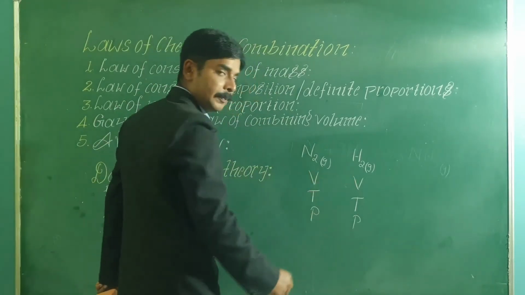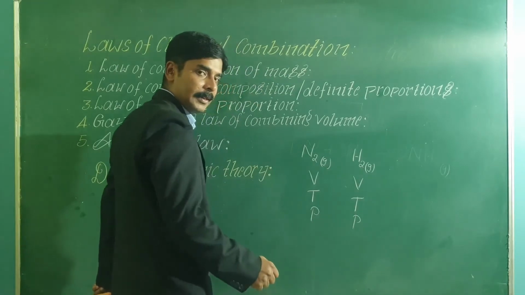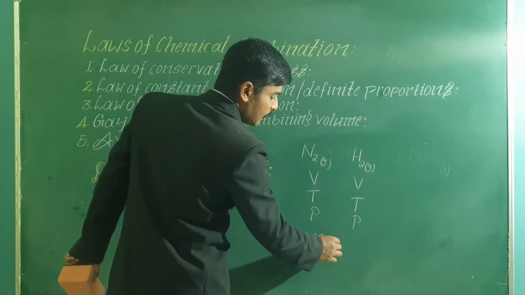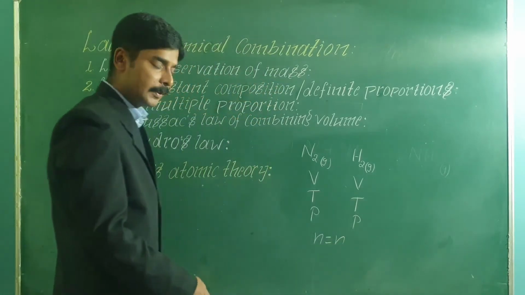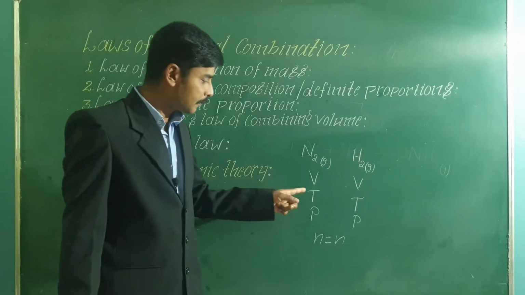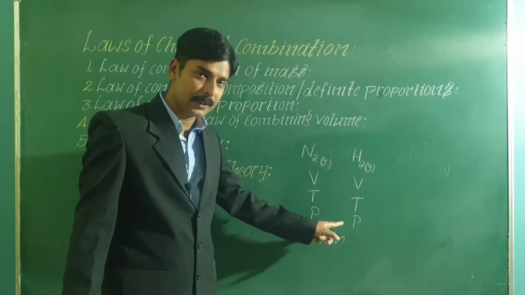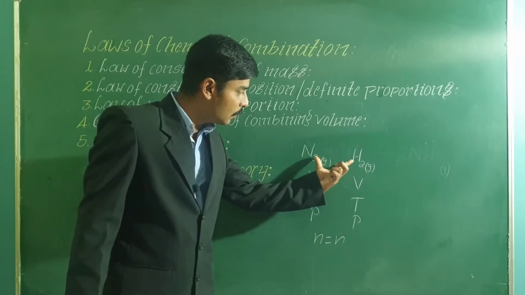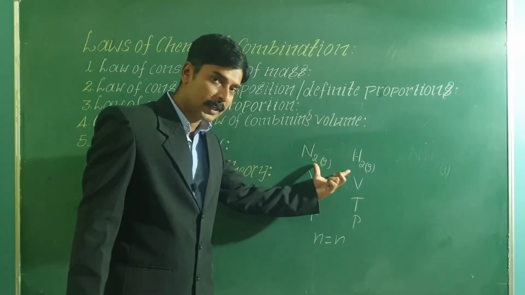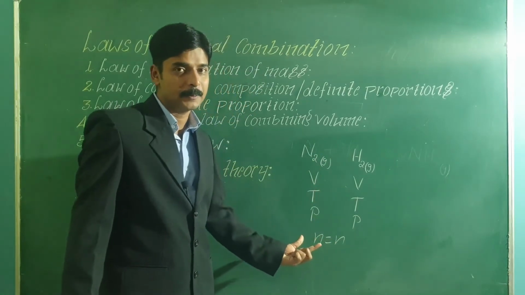If volume is equal, temperature is the same, and pressure is the same, then both of these gases will have an equal number of molecules. That is what Avogadro's law is. Under similar conditions of temperature and pressure, equal volumes of gases contain equal numbers of molecules.